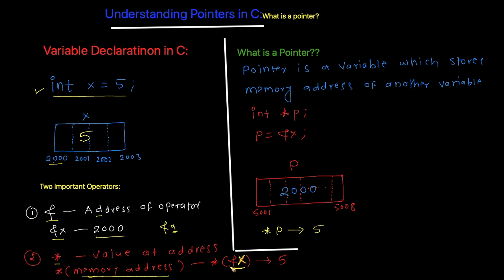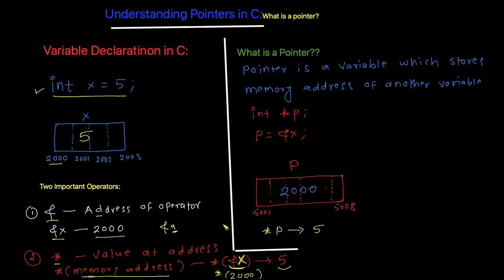So what is the memory address here? This is the memory address of x. What is the memory address of x? 2000. That means it will become star of 2000, right? So the star will return me the value at memory address 2000. What is the value at memory address 2000? It is 5. So it is going to give me 5.